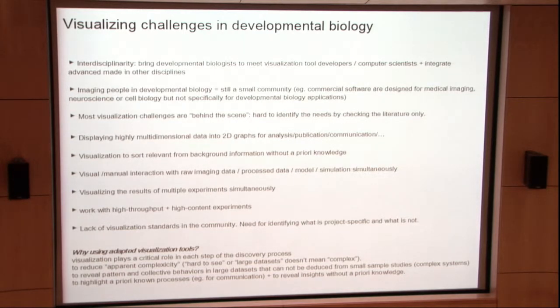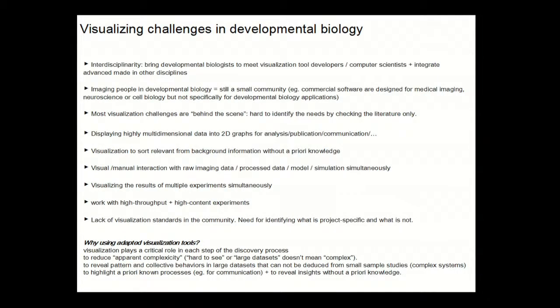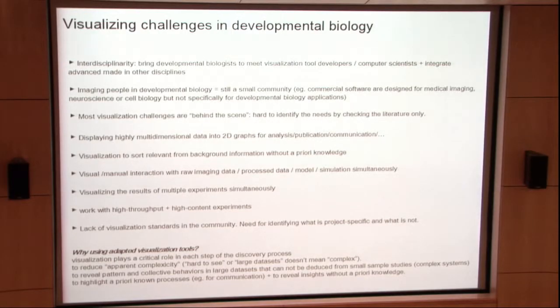One of the main challenges is the fact that we are dealing with highly multidimensional data. We really need to separate background information from the relevant information to be able to work with this data. It would also be really nice to be able to interact with the raw data, the processed data, the model and simulation at the same time on the same graphs. And then we are also going toward high throughput and high content experiments, so it means that we are dealing with a lot of data, and visualization is really critical.